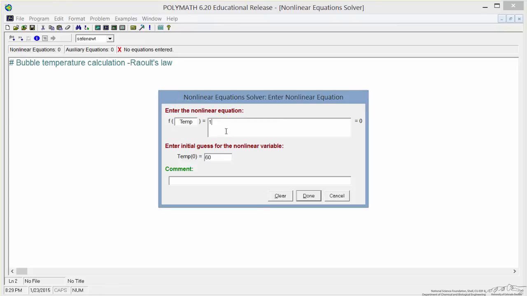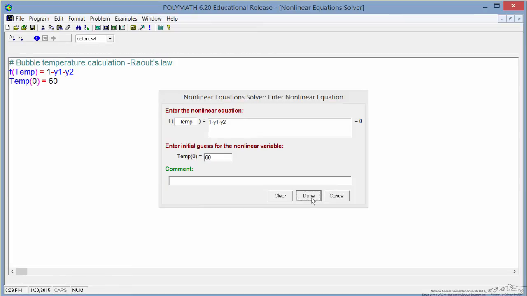So one of the equations is 1 minus y1 minus y2. This is just the equation that the mole fractions of the vapor phase, y1 plus y2, must add to 1. And so if I write it this way, that means this should equal 0, and the iteration then is going to adjust temperature and the other variables to make this equal to 0.